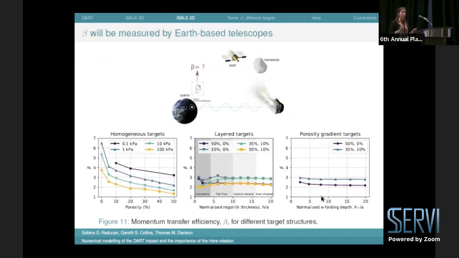And because we are short on time, I'm going to go directly into the results. So we know that we will measure the change in velocity from the Earth's observatories, and from that we can determine a beta value. But the question is, if we have a beta value, could we then go back to our simulations and point out what simulation predicted that value, and as such infer the target material properties?